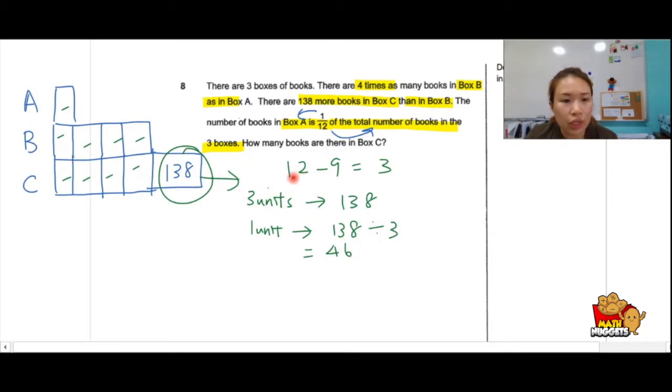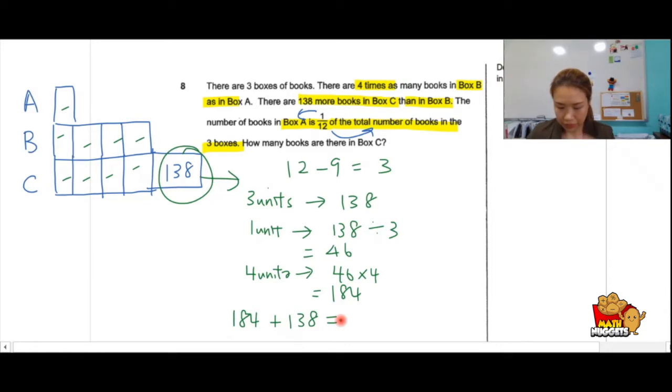How many books are there in C? Let's find 4 units. And we need to add 138. That will give us 332 books in C.